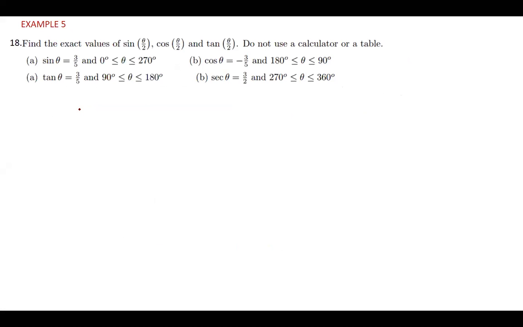So let us try to see this. This question, I don't know why a lot of people have been complaining to me that it's giving them problem, yet it's one of the simplest questions. Okay, they are saying, find the exact values of sine theta over 2, cos theta over 2, and tan theta over 2. Do not use the calculator. So you've been taught to say sine theta is this. And then they want you to find sine theta over 2. We know the double angle formula for sine theta, I mean, the half angle formula for sine theta, right?